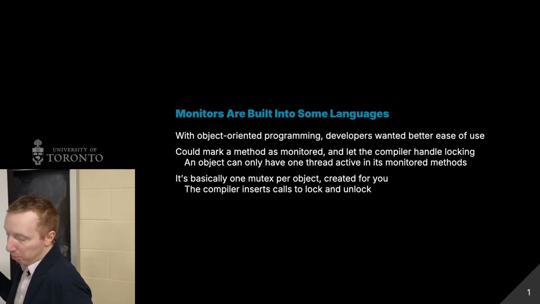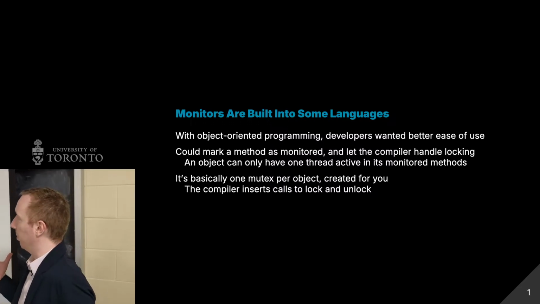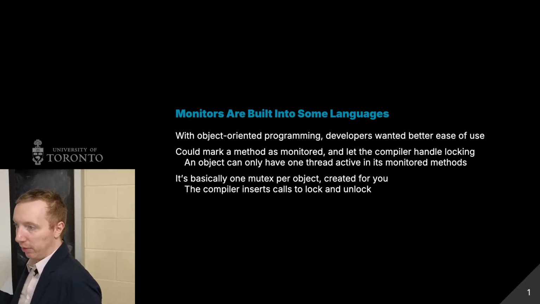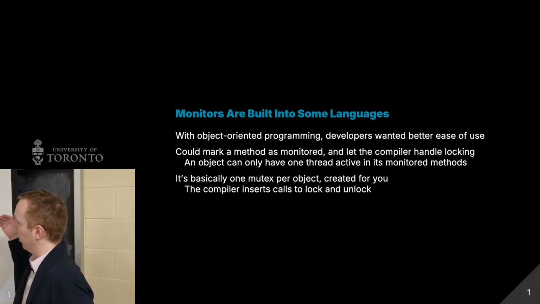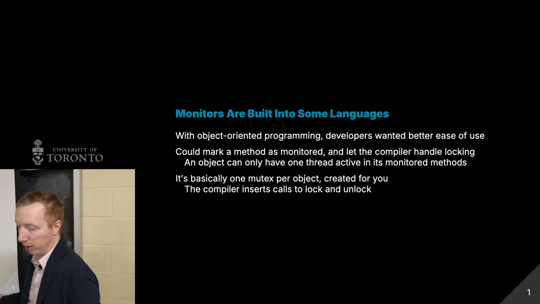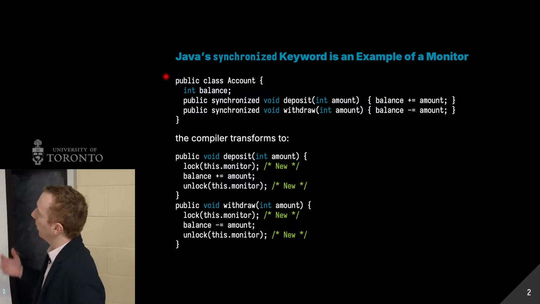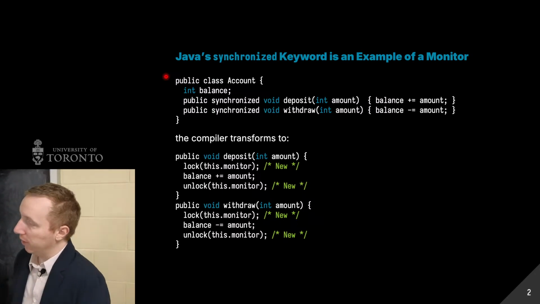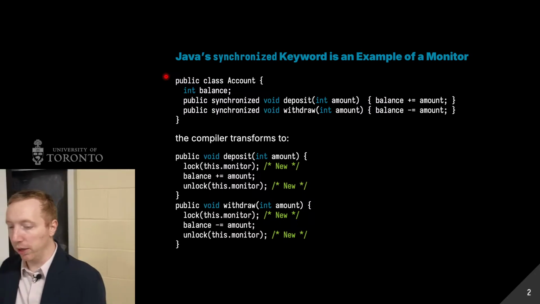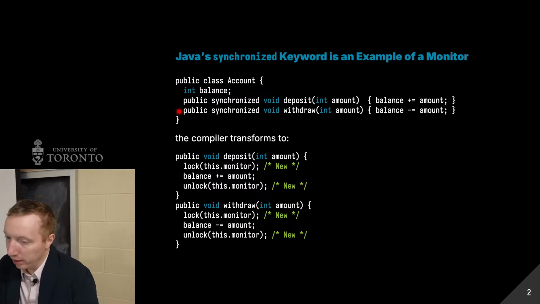Basically, the compiler will create a mutex for you, one per object, and in every method, the compiler will insert a call to lock at the beginning and unlock right before it actually returns. So in Java, this is how we could do it. We could create a class to model our account. Our account has a balance, and then we write two methods to deposit and withdraw.